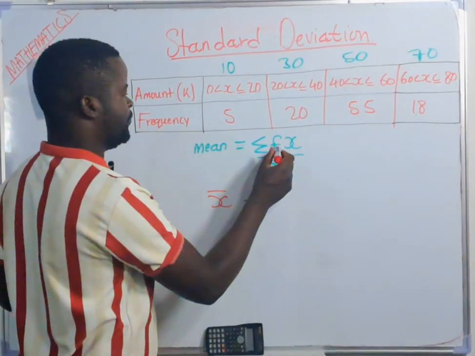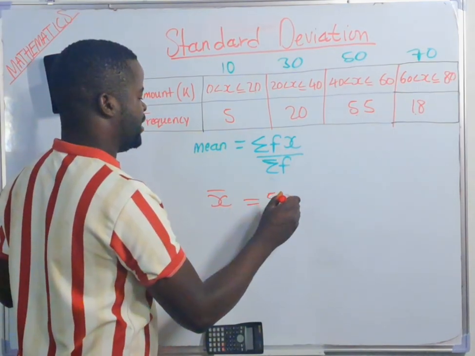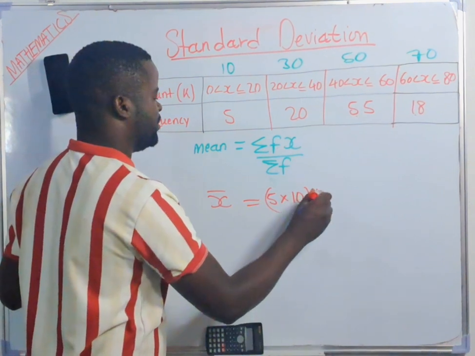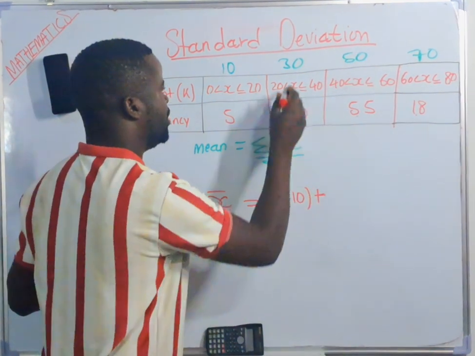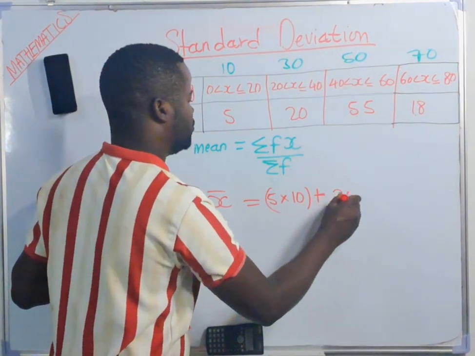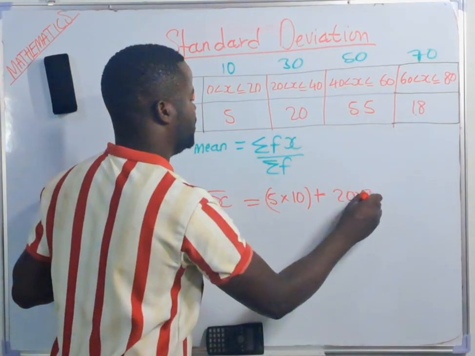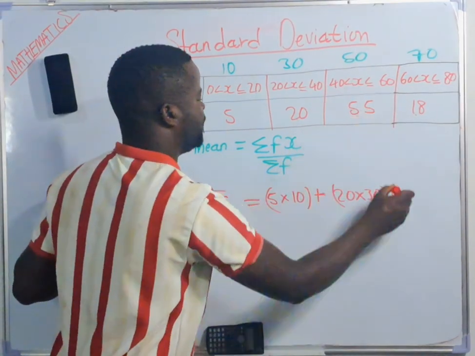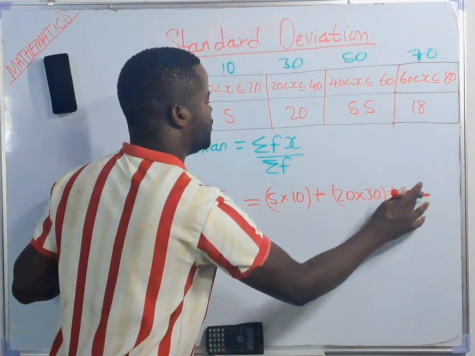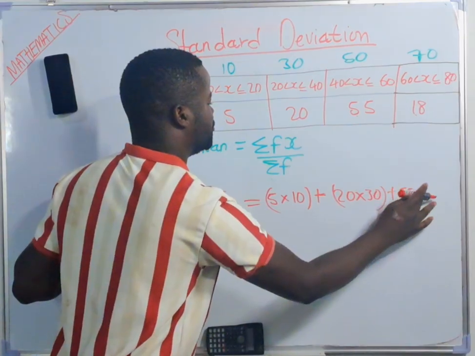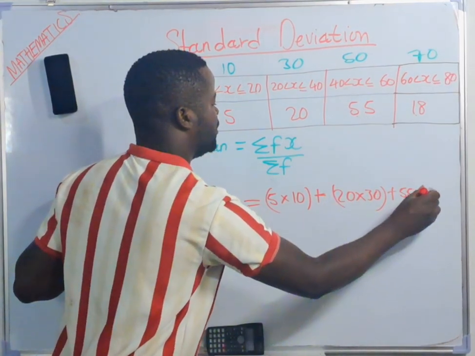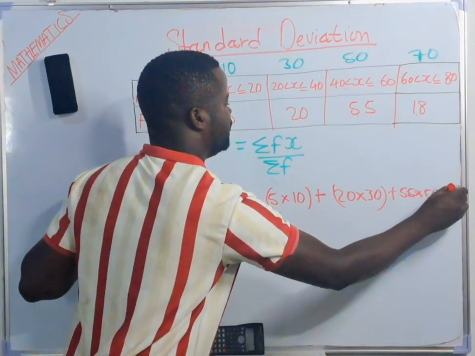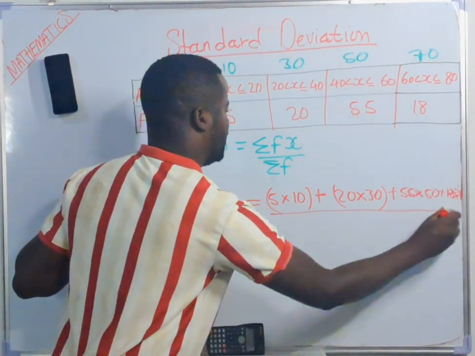So we are saying frequency, which is 5, times the mid value, which is 10. Then this is the summation, so we are going to add. We go to the next one. This is going to be 20 times 30. Then we are going to add 55 times 50. Then we are going to add 18 times 70.